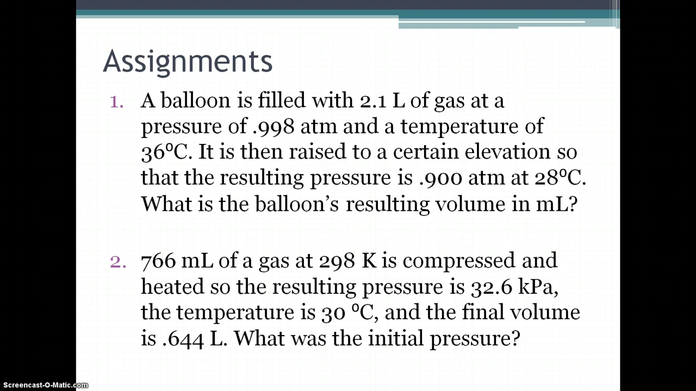Here are some assignments or problems that would be good practice to use when you are trying to figure out how to use the combined gas law. Remember that when you are plugging in values for temperature, be sure to convert them to Kelvin first. Also, before you solve for the specific variable, make sure to rearrange the equation.